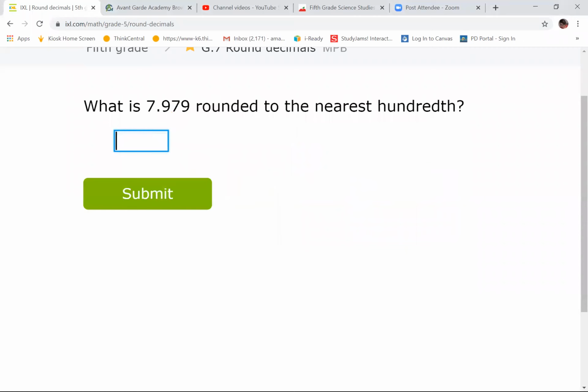Okay, pencil and paper ready. Write down this number, 7.979. We're rounding to the nearest hundredth, so underline the hundredth place. This is the tenth, and this is the hundredth. Underline that hundredth place. Okay, pause the video, and let's see you round that number.